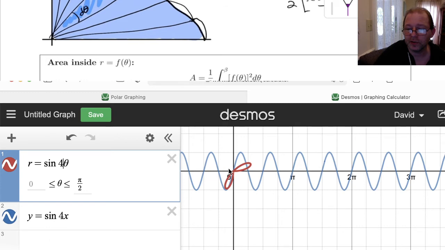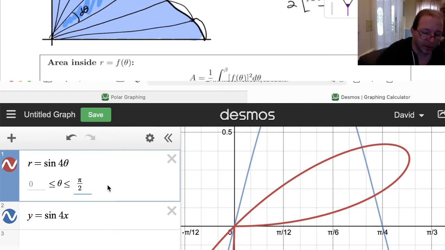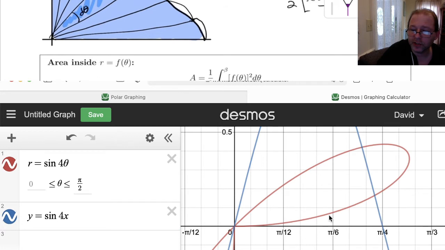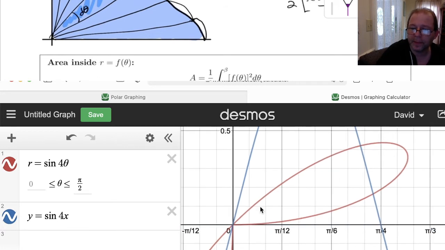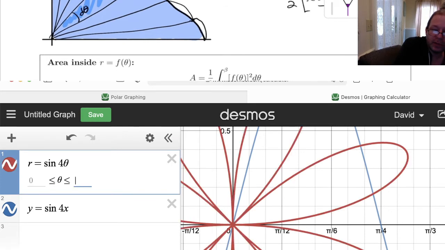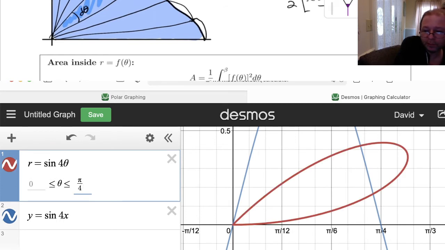If I draw this in on the same graph, right here at 0, that's going to be right here at the origin. I don't know if it'll let me trace along this. It won't. But if I take this, and instead of going to pi over 2, I go to pi over 4, that gets me that full lobe. If I subtract off a little bit, it doesn't get quite there. So 0 to pi over 4 is what we want.